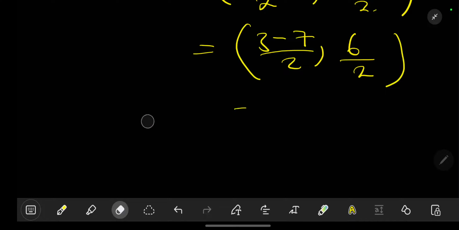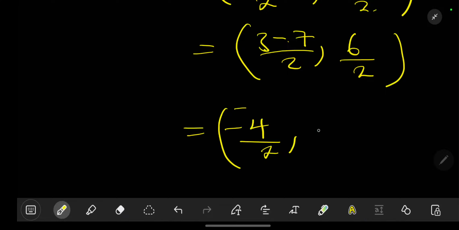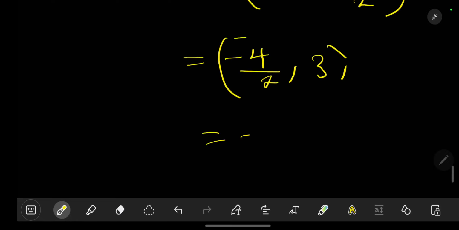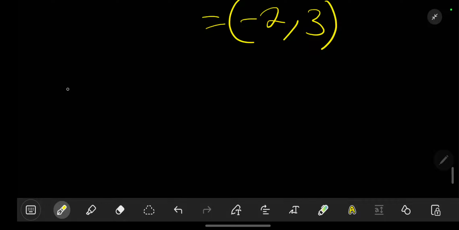Then finally we are going to get 3 minus 7, which is negative 4, divided by 2, comma, 6 divided by 2 is 3. So finally the midpoint for this one will be equal to negative 2 comma positive 3. Negative 4 divided by 2 is negative 2, so negative 2 comma 3. So that is one type. The second type, where they can ask you the midpoint, is this type.